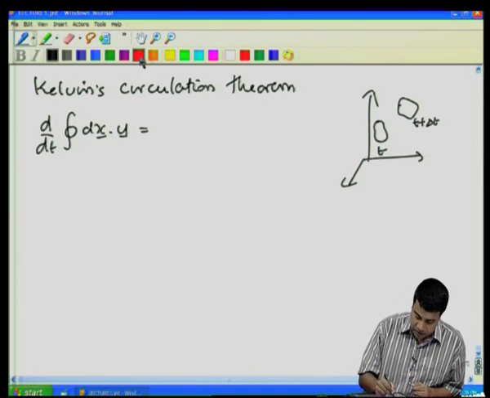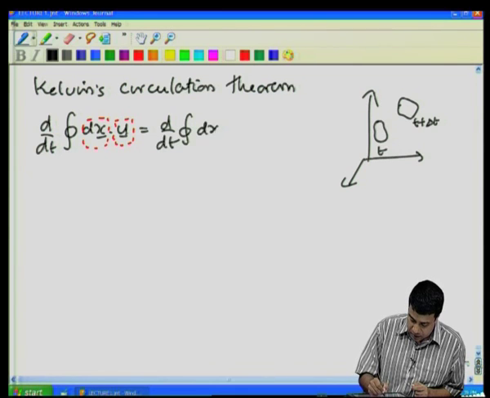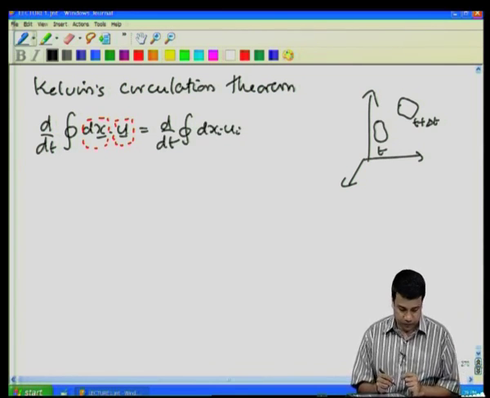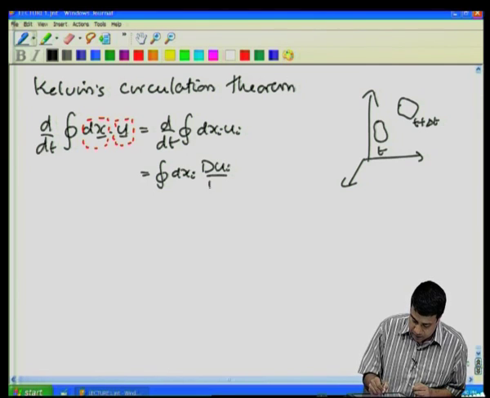One is because the velocity itself is changing. The second is because the line element itself is changing. So, let us write it in index notation to make it clear, dxi ui. Because the velocity is changing, there is a rate of change, dxi dui by dt.